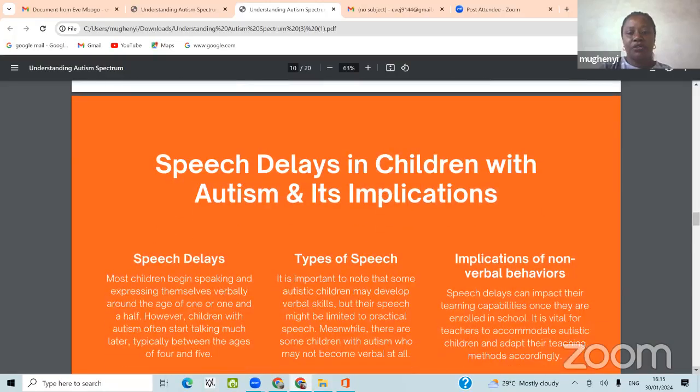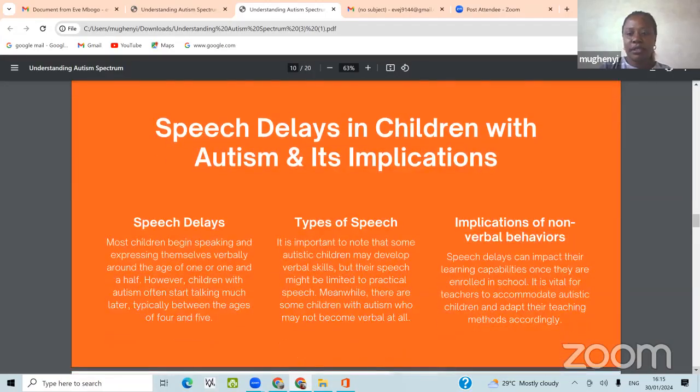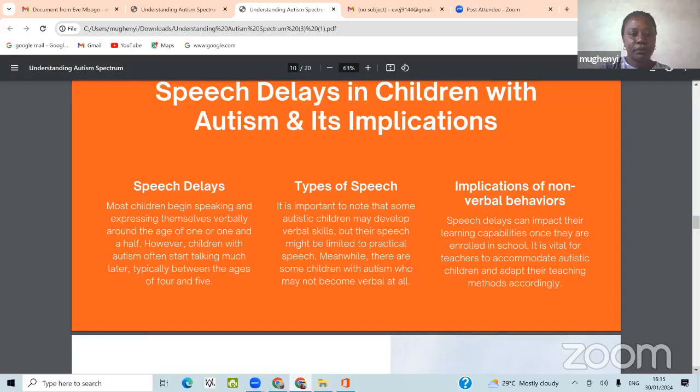Speech delays in children with autism and their implications. Let us see now speech delays, types of speech delays, and implications of nonverbal behaviors. Most children begin speaking and expressing themselves verbally around the age of 1 or 1.5. However, children with autism often start talking much later, between the age of 4, and others between the age of 5.